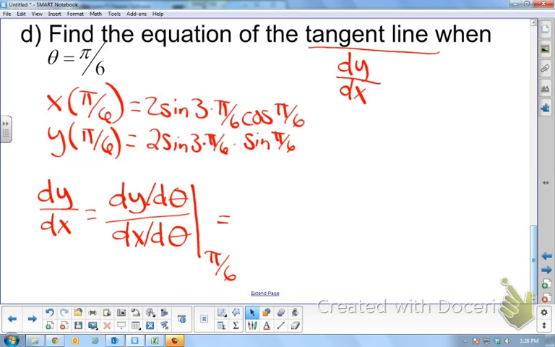So, we need to plug everything in. Evelyn and Emma find x. Eliana and Melinda find y. And Josh and Ben find dy dx at pi over 6. Okay, x value. Square root 3. Y value. Derivative. Please hold.